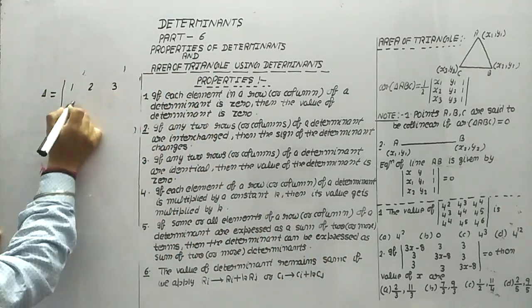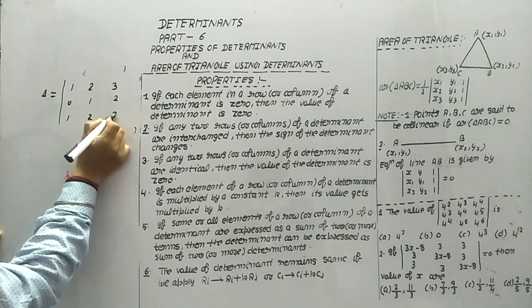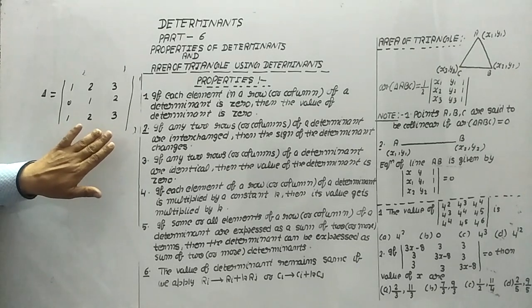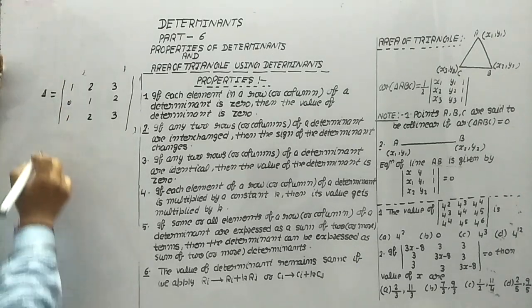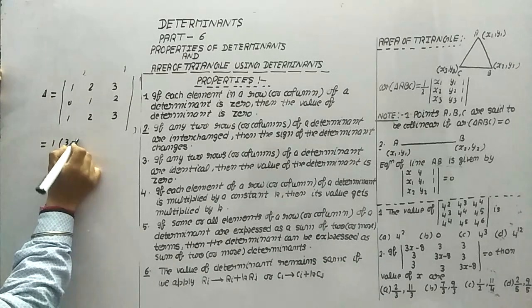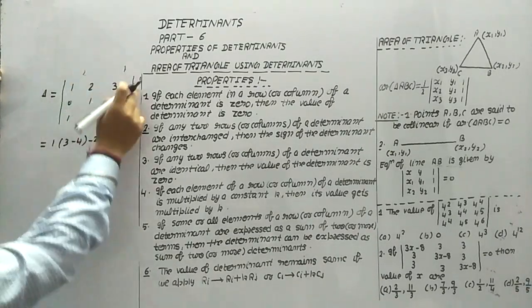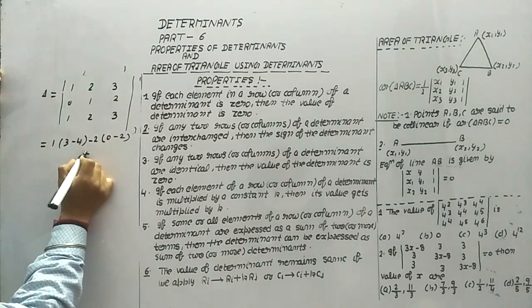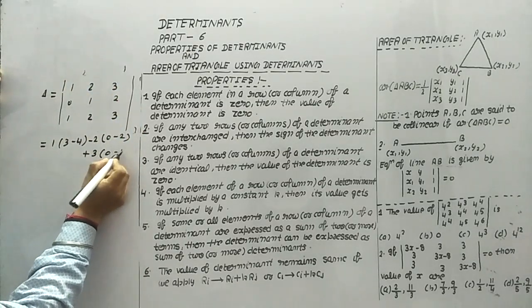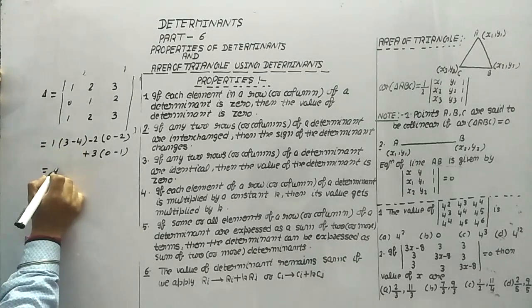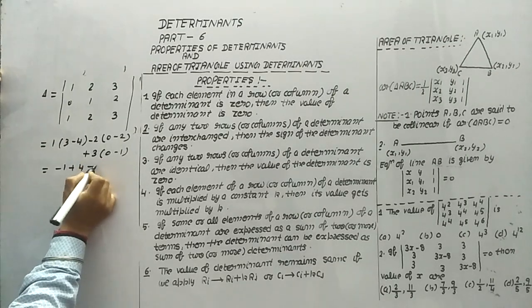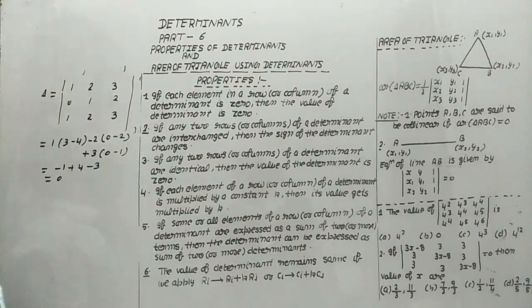Now look at one example. This is 1 2 3, 0 1 2 and 1 2 3. What we are observing in this is that the first and third rows are identical. Calculate it, and the result will be 0. 1 into (3 minus 4), that is minus 1; minus 2 into (0 minus 2); then plus 3 into (0 minus 1). Now this is minus 1 plus 4 minus 3, and the result is 0. So this is another property.